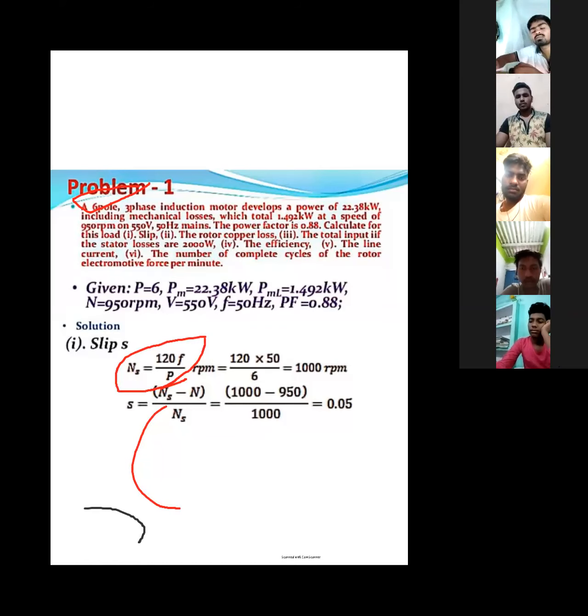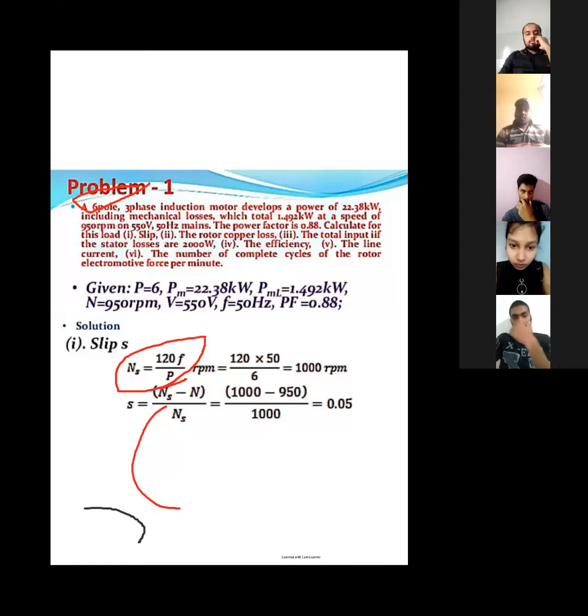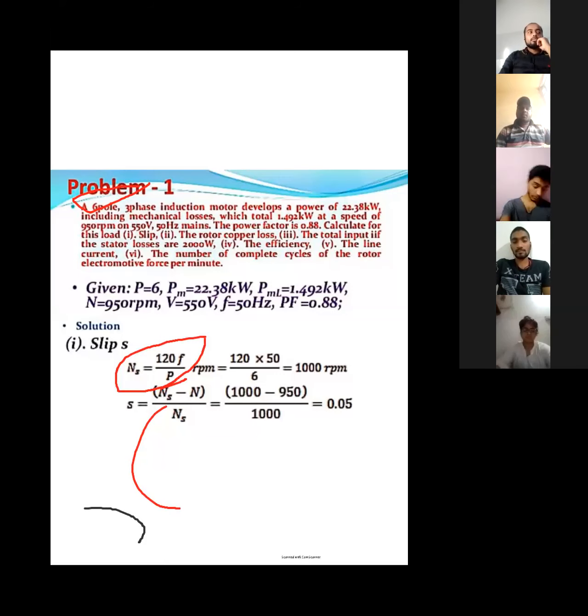Actually, the speed of the rotating magnetic field is known as the synchronous speed, but the rotor cannot rotate at synchronous speed in the case of the induction motor, because the induction motor is always an asynchronous motor. So slip is given by S equal to Ns minus Nr by Ns.